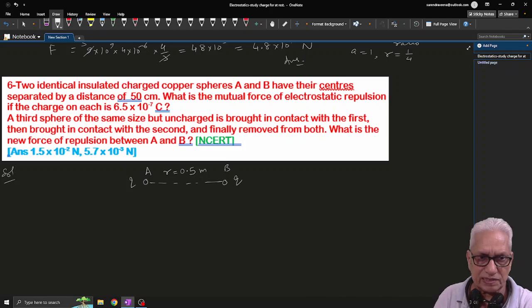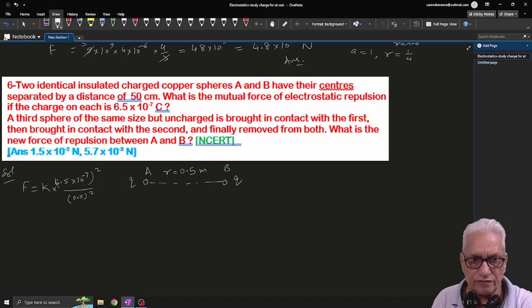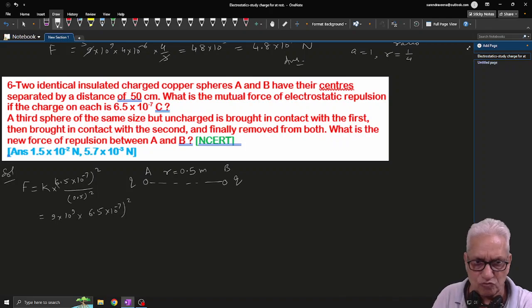A repulsive force will act here. This is the force, K Q1 Q2 upon R square. The charges here are the same, 6.5 into 10 power minus 7. Both are equal, so divided by 0.5 square. If we solve it, 9 into 10 power 9 into 6.5 into 10 power minus 7 whole square divided by 0.5 whole square. After solving, we are getting 1.5 into 10 power minus 2 Newton.